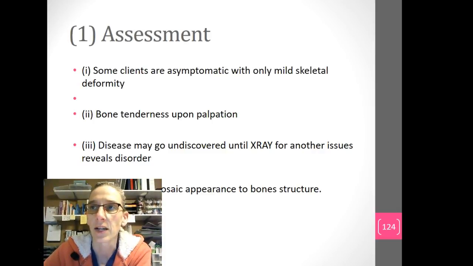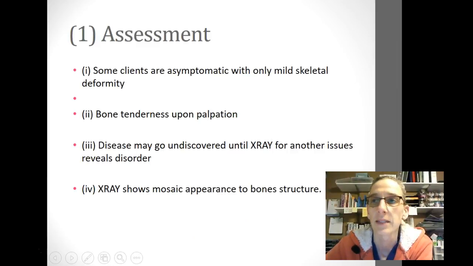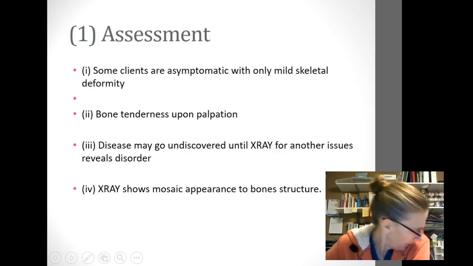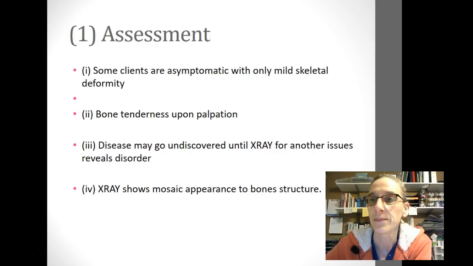Assessment. Some clients are asymptomatic with only mild skeletal deformity. Bone tenderness upon palpation. The disease may go undiscovered until there's an x-ray for another issue that reveals the disorder. X-ray shows a mosaic appearance to the bone structure. Okay, so that mosaic pattern.